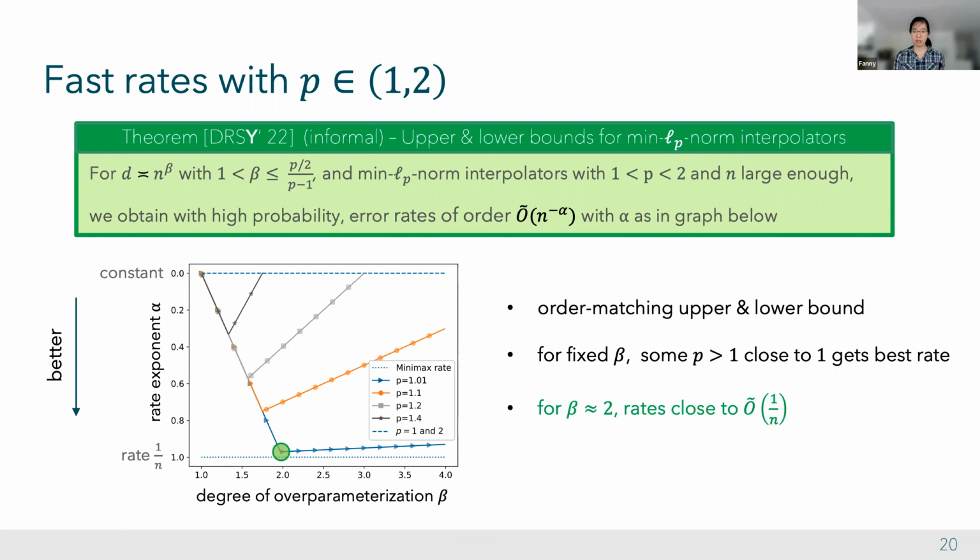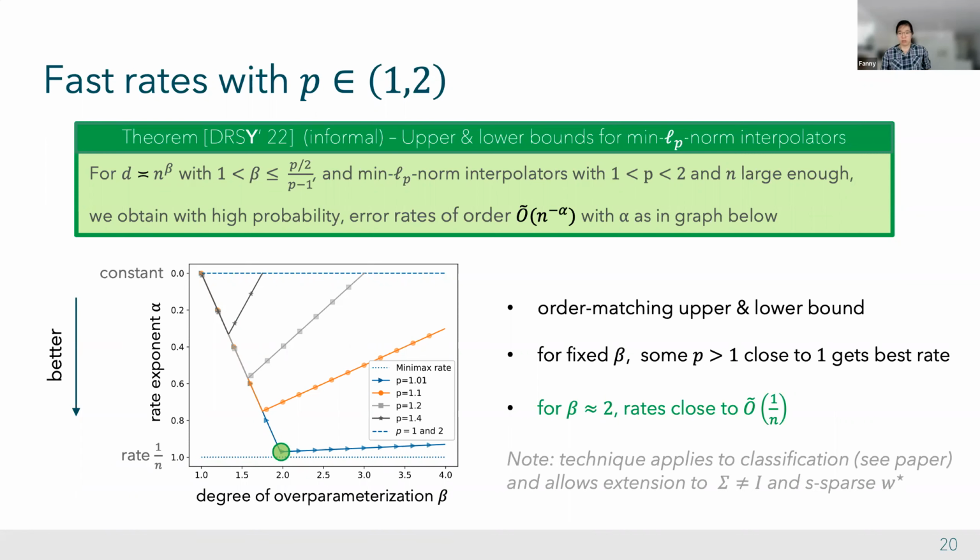The other thing I can read off is that for β close to 2, the rates are really close to 1 over n, or rather close to 2 and beyond. In particular for classification, we can actually show that they're exactly 1 over n. Classification is slightly easier because you only care about the direction, and so you can get exact rates of 1 over n up to log factors. The technique applies to classification. We already have the results, and we're working on extensions to spiked covariances and sparse w stars.